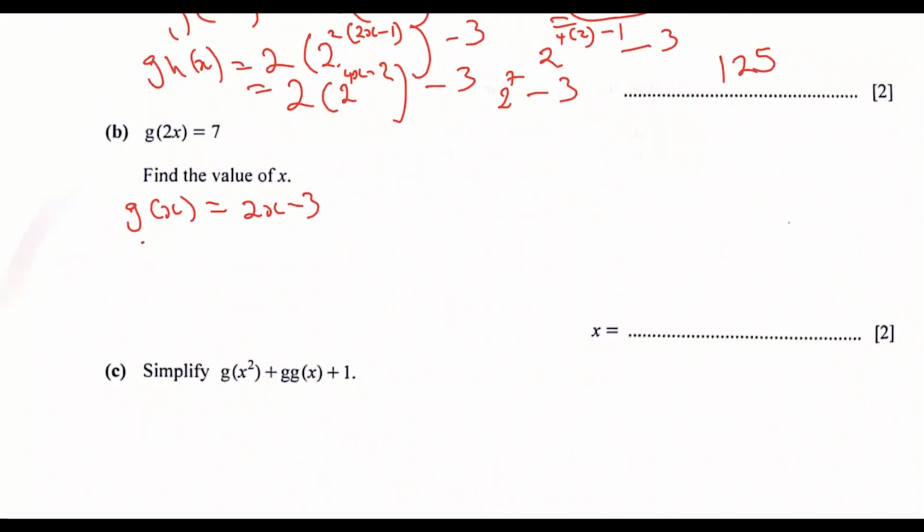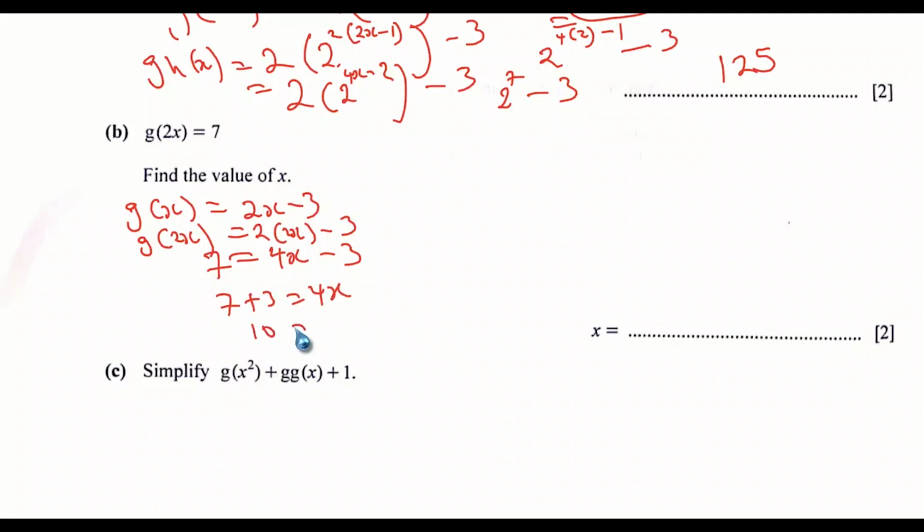So we can now get g of 2x. Anywhere we see x, we substitute 2x. So we have 2 into 2x, then minus 3. Let's expand the bracket. We have 4x minus 3. But this is equal to 7. So we equate it to 7. Then we collect like terms. We have 7 add 3 to be equal to 4x. 10 is equal to 4x. And x is equal to 10 over 4. x equals 5 over 2. x equals 2.5. So the value of x equals 2.5.